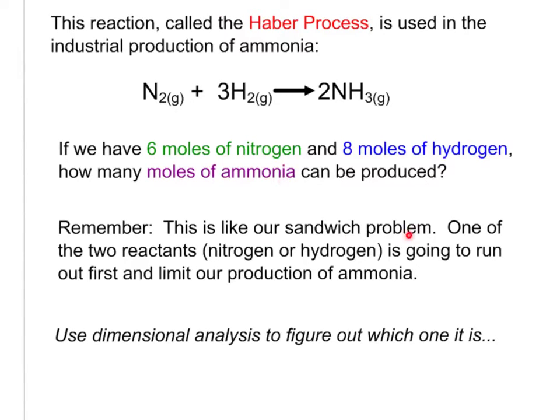So remember, this is like our sandwich problem. One of these 2 reactants, either nitrogen or hydrogen, is going to run out first and limit our production of ammonia. Which one is it? So, use dimensional analysis to figure out which one it is. Find the number of moles of ammonia that can be produced from each one of these and see which one is limiting our reaction.